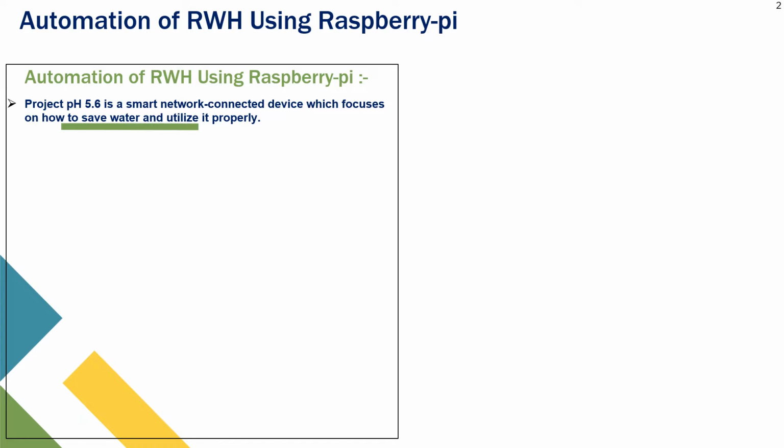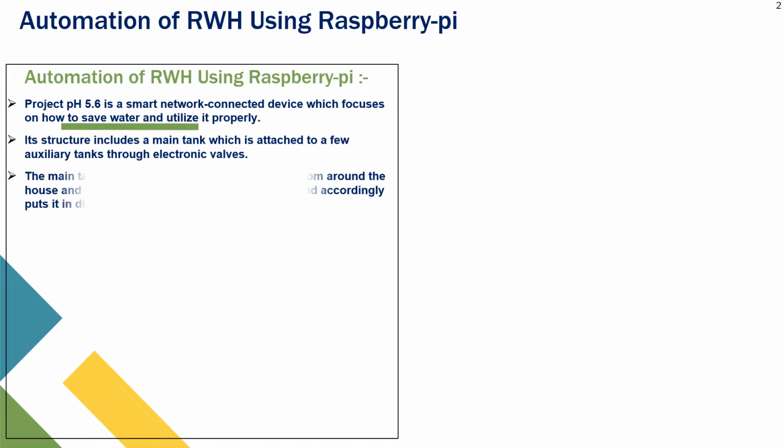Its structure includes a main tank which is attached to a few auxiliary tanks through electronic valves. The main tank collects rainwater and wastewater from and around the house, and through LDR sensors it judges the clarity and accordingly puts it into different tanks. Now the question arises, what is LDR? Light dependent resistors.